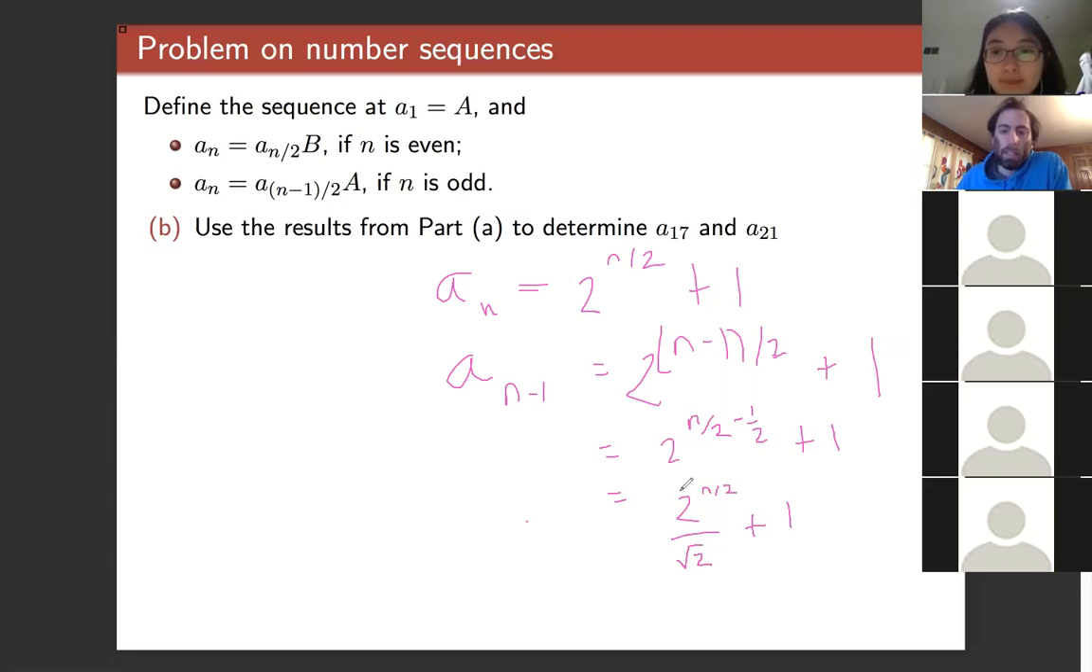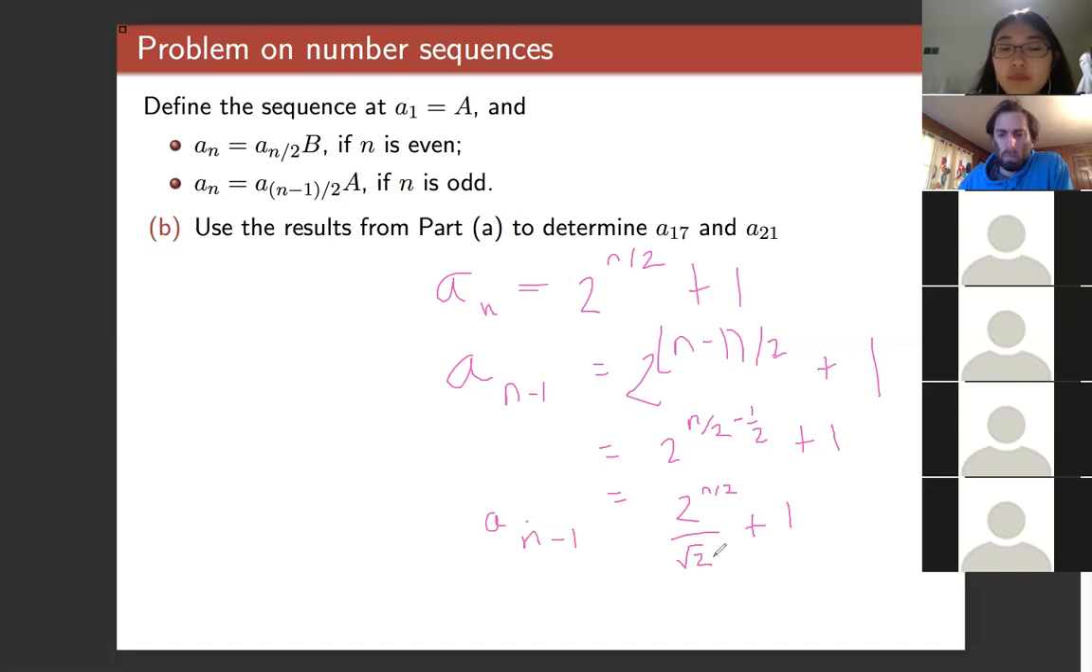Actually, I think you can do it. Yeah, okay, that's fine. All right, so we're almost there. We have a_n minus 1 equals 2 to the n over 2 over the square root of 2, plus 1. So we're almost to something reasonable. I think I did this in a silly way, but that's fine. We can keep doing it like this and see what happens.